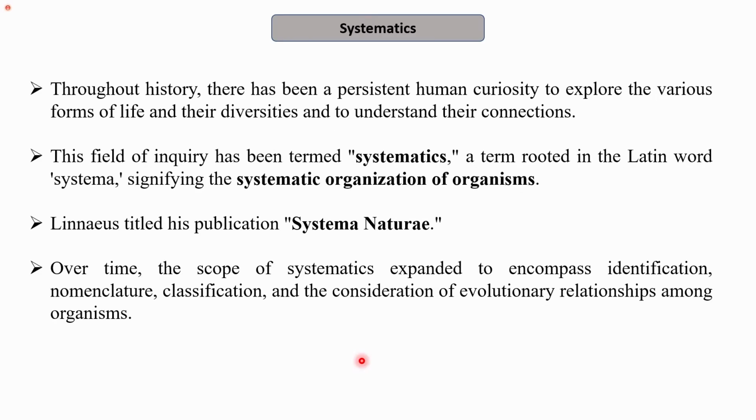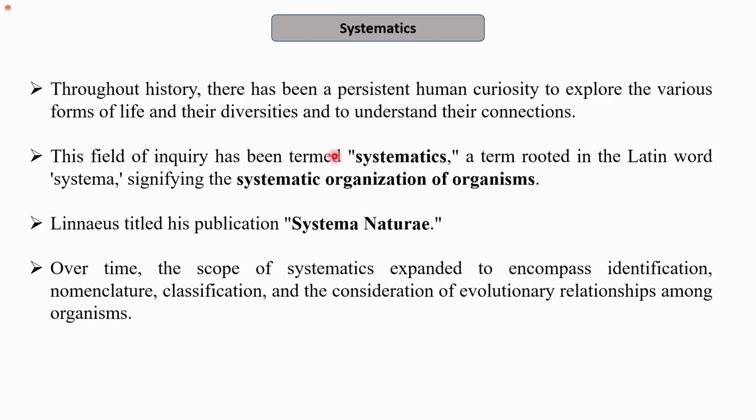Throughout history, there has been a persistent human curiosity to explore the various forms of life. We know that humans are very curious to know what different forms of life exist in different parts of the world, whether it includes the hot springs or the frigid zones. This curiosity of humans has allowed us to identify the various diversities, and not only the identification but also to understand the connections between the different groups. So this field of inquiry has been named systematics.